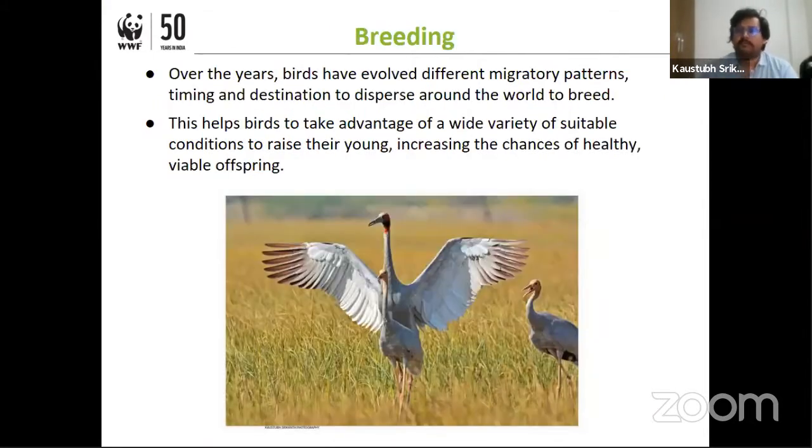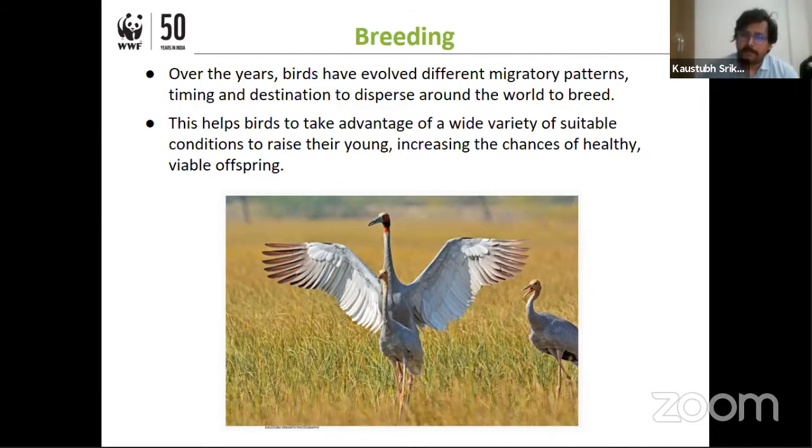Now, moving forward to the breeding of a bird. The breeding, over years, has evolved around different migratory patterns in a particular bird, in terms of timing and destination. So birds generally would breed around March to about June, and would migrate at other times in order to survive better. Probably March to June is a better period of time for them to survive spring in the Arctic areas, so they would usually breed during that time.